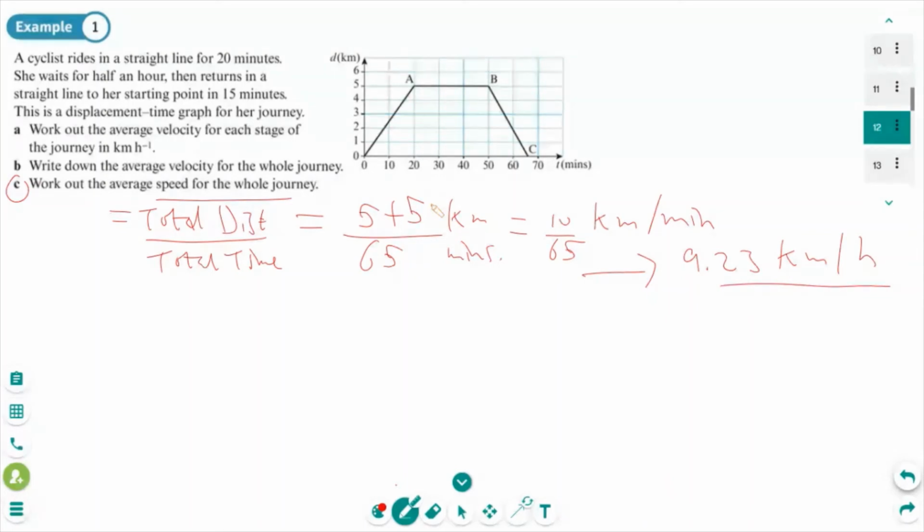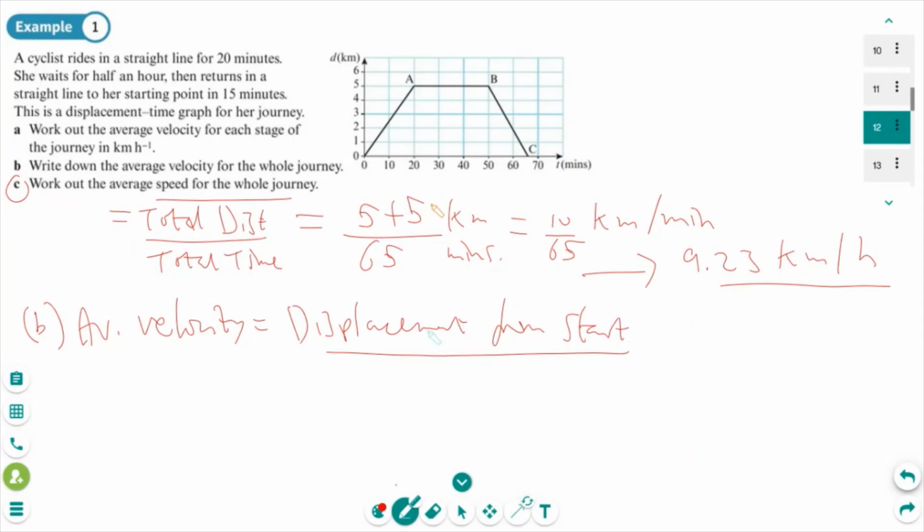Okay, that's part C. Part B, working backwards. Average velocity for the whole journey. The average velocity, you need to work out the displacement from the beginning divided by the time. So for average velocity, the formula says you want the displacement from the starting point, from start, divided by the journey time, divided by the time taken.